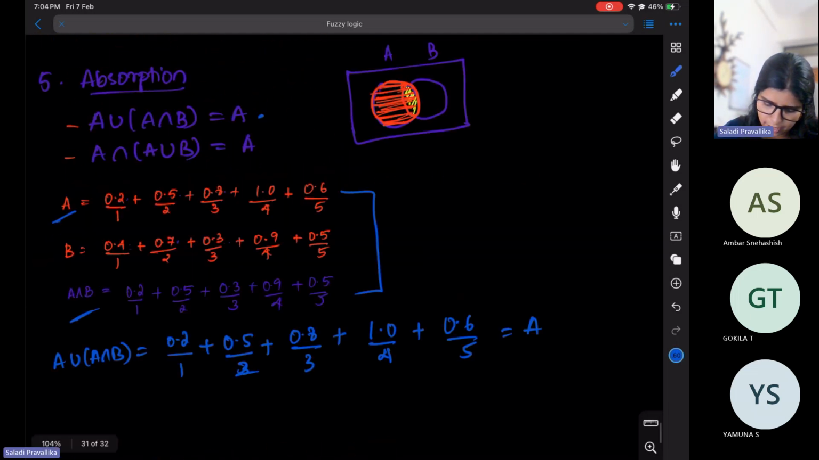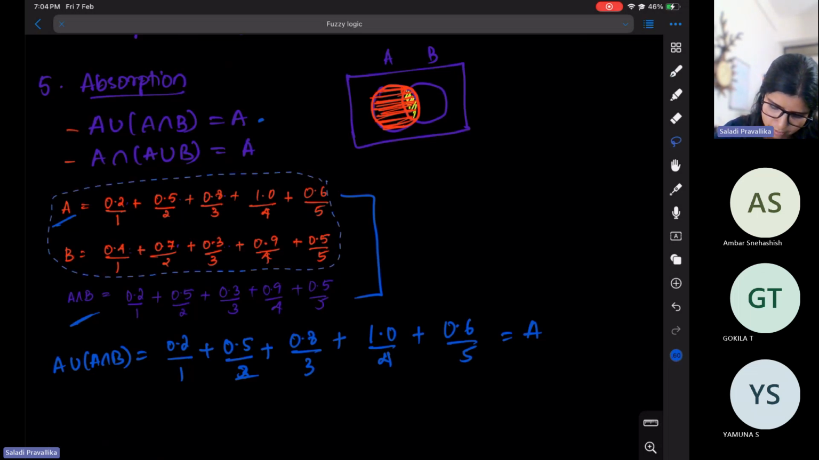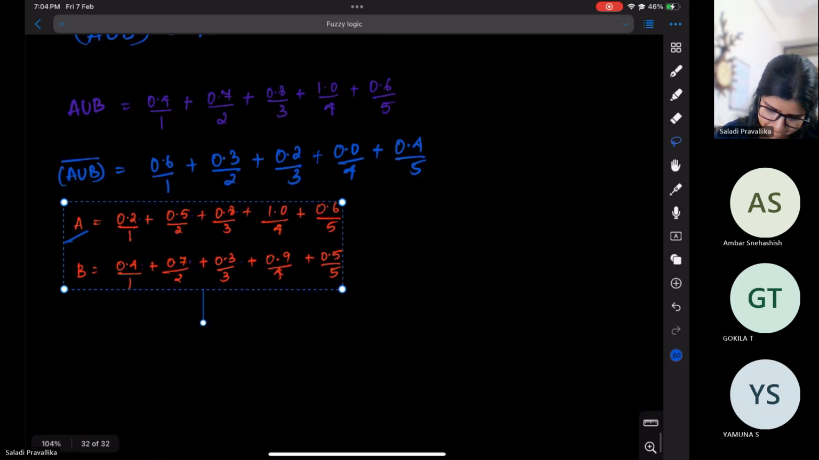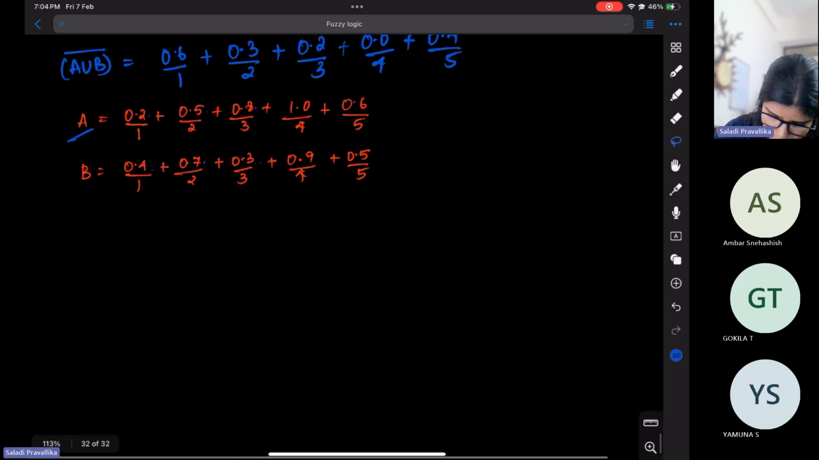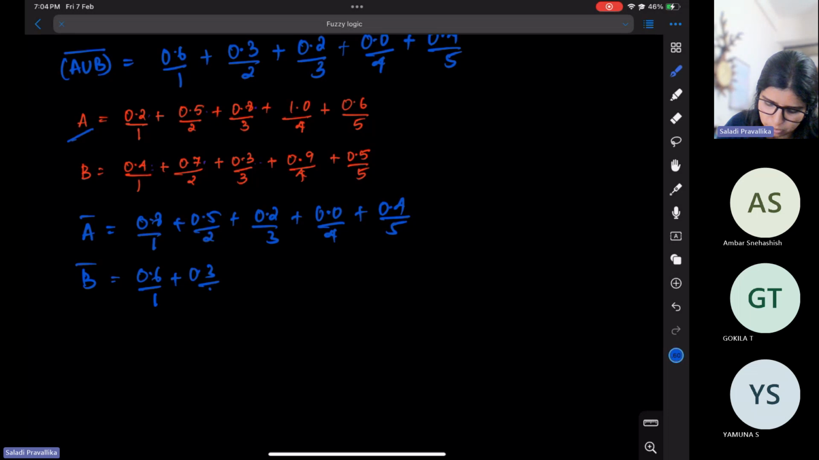Okay. Let's take our A and B's and let's also find A bar and B bar. Okay. Let's find A bar. 0.8 by 1 plus 0.5 by 2 plus 0.2 by 3 plus 0 by 4 plus 0.4 by 5. For B bar, 0.6 by 1 plus 0.3 by 2 plus 0.7 by 3 plus 0.1 by 4 plus 0.5 by 5.